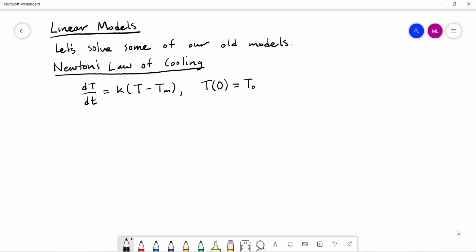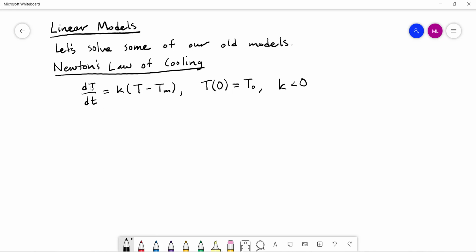In this model, we also had that the value of k had to be negative to ensure that when we had a hot temperature relative to the room temperature, it would cool off, and when we had a cold object relative to the room temperature, it would heat up to that room temperature. So this is the idea. This was our model. We derived it in detail back in section 1.3, I think. So let's solve this now.